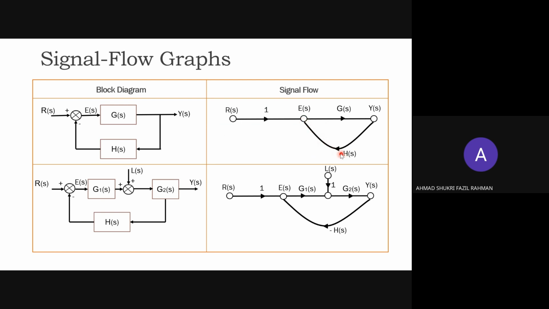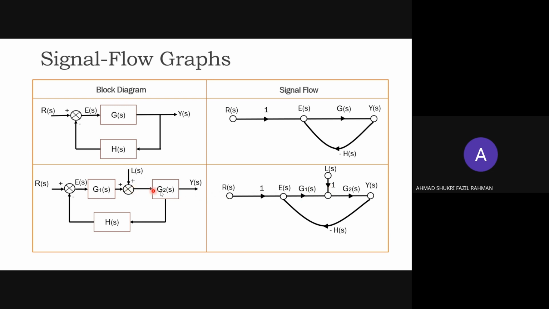We need to focus on the direction, and also the value: negative should be negative HS. Same goes here. We have RS going to ES. Other than the summing point, we don't have any system or signal, so we can put 1 between RS and ES. And then G1 going to LS. LS starts from here, so we can put this as 1 also.